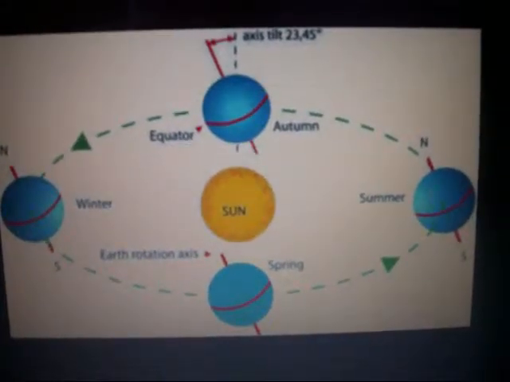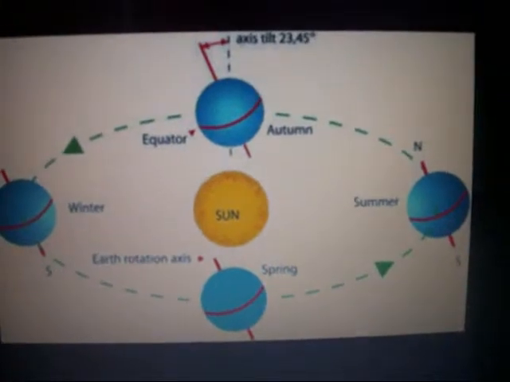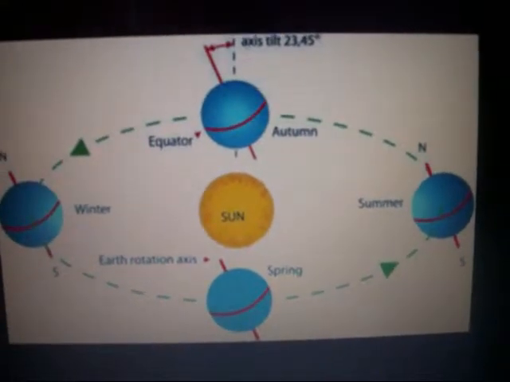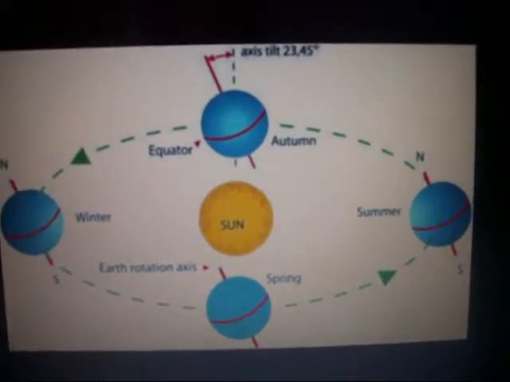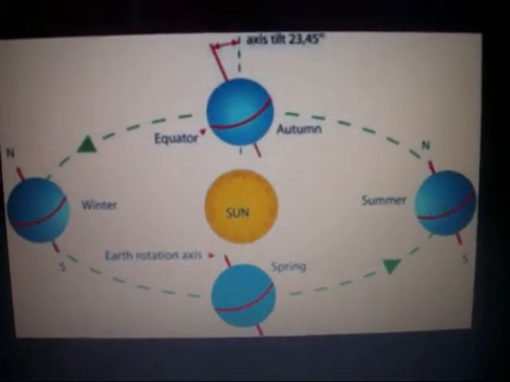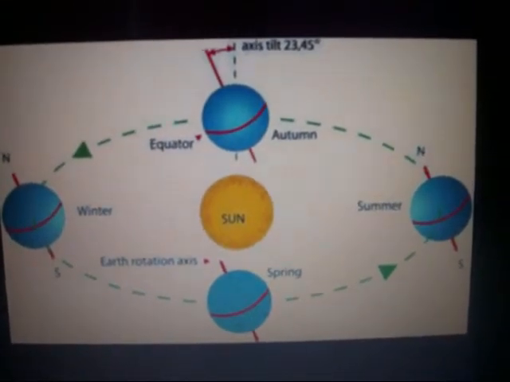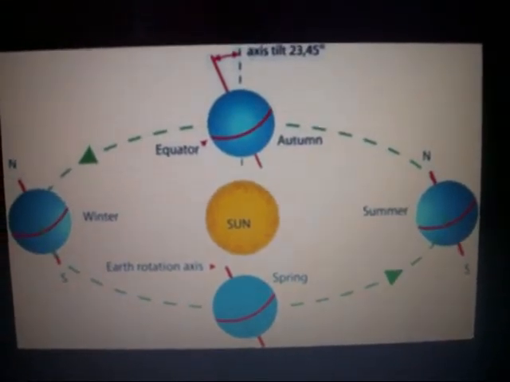The natural things that change the climate are the orbit, the tilt, and the wobble of the Earth. The orbit changes how close we are to the sun. The tilt varies by 2 degrees, which changes the amount of direct sunlight each hemisphere gets. The wobble changes the amount of solar radiation the Earth gets.